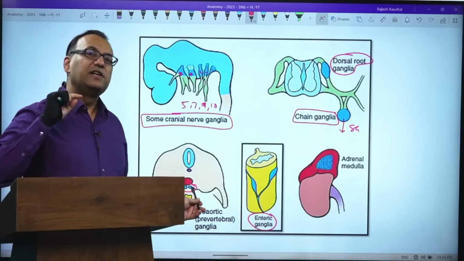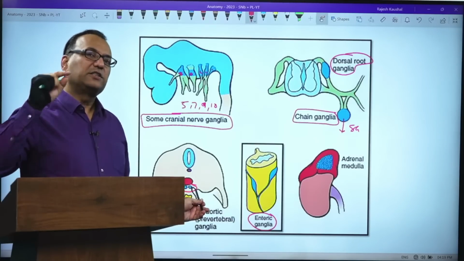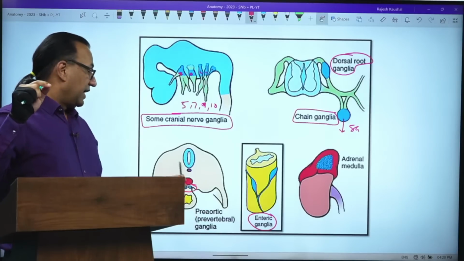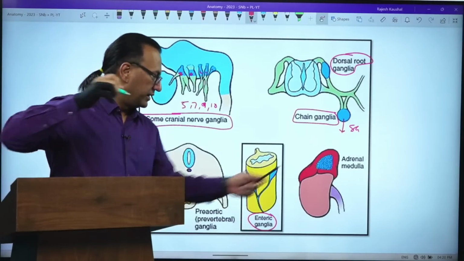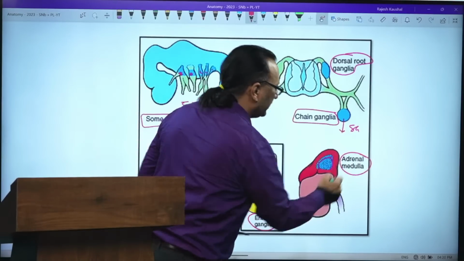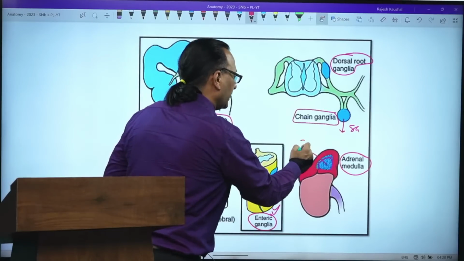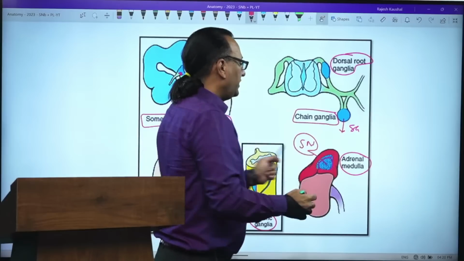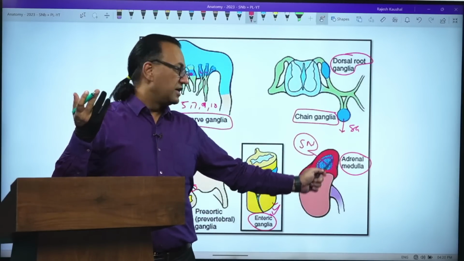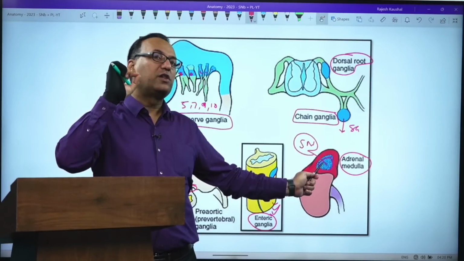Pre-aortic we have discussed, superior mesenteric ganglion for midgut, celiac for the foregut, inferior mesenteric ganglion for the hindgut. Those ganglia plus Auerbach's and Meissner plexus, plus neural crest cells also contribute to adrenal medulla sympathetic neurons. There are some sympathetic neurons secreting adrenaline, suprarenal gland. This is kidney, this is the suprarenal gland. Adrenal medulla, the sympathetic cells, neurons are from neural crest cells.